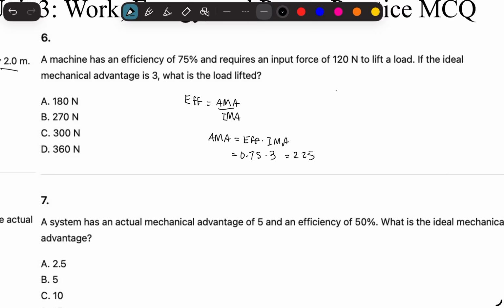And your F output is going to be equal to a rearranged form of AMA. So we have AMA is equal to F out over your force that you put in. So that's going to be 2.25 is equal to F out divided by 120. So F out, if you multiply both sides by 120, is equal to 2.25 times 120. And that's equal to 270 newtons, which is going to be option B.